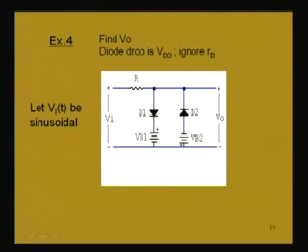Let Vi be sinusoidal again. Find what will be the output voltage. With these polarities we are denoting the output voltage. Now, here also we will be considering a constant voltage model for the diode, that is, diode drop is Vd naught, and we have to ignore the forward resistance of the diode Rd.